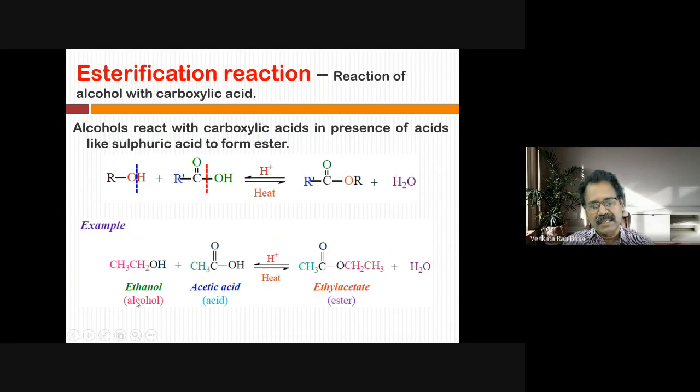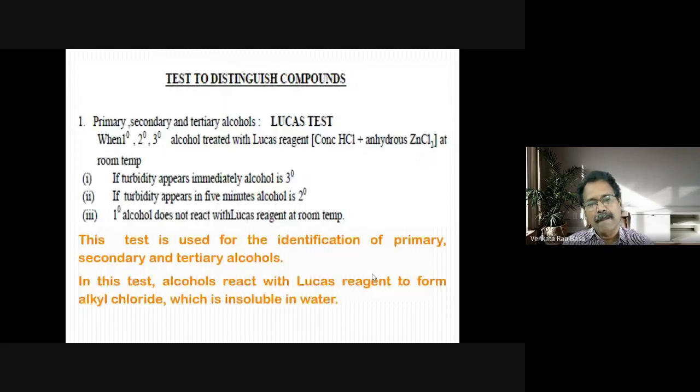For example, ethyl alcohol CH3CH2OH reacts with acetic acid CH3COOH in acidic medium. Slight heat is required. Ethyl acetate, an ester, will be formed. CH3COOC2H5 is ethyl acetate. So this reaction is called the esterification reaction. You must be very careful while studying this type of reaction. Sometimes they may even ask you to write the detailed mechanism also. If it is required, we will deal with it in the next class.